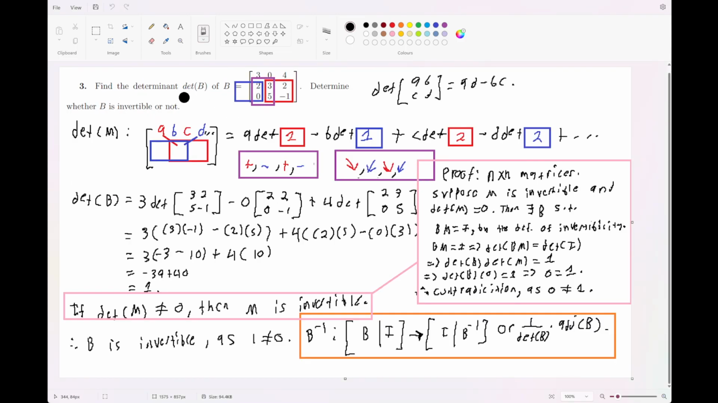Find the determinant of B, where B equals this. So a lot of people weren't sure what to do here. Basically what we're going to do is we're going to do the crisscross method. So if you've never seen that before, basically what it is, we're going to have some determinant M with a, b, c, d on top.